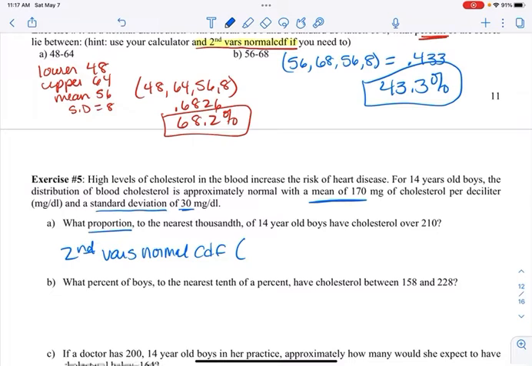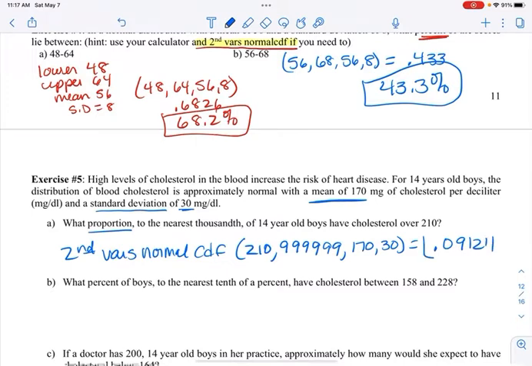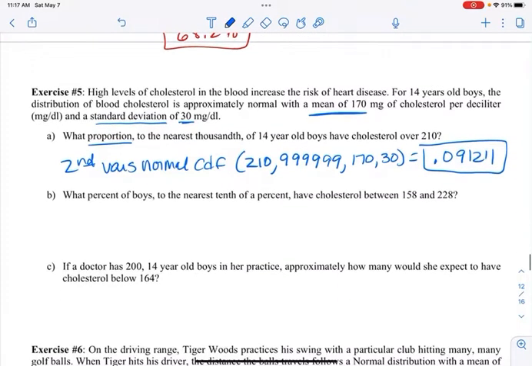All right, so I want it over 210, so 210 is my lower number. My upper number is infinity, so I just put in a bunch of 9s. My mean is 170, and my standard deviation is 30. So I get 0.091211. If you want to pause the video and try that, make sure you can do these.